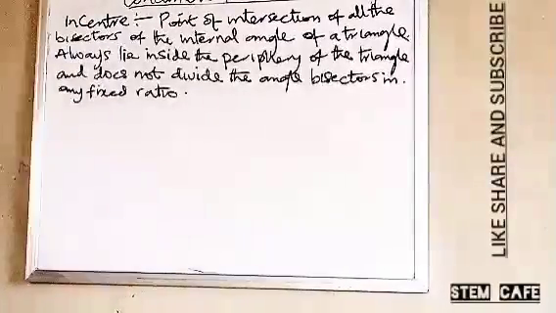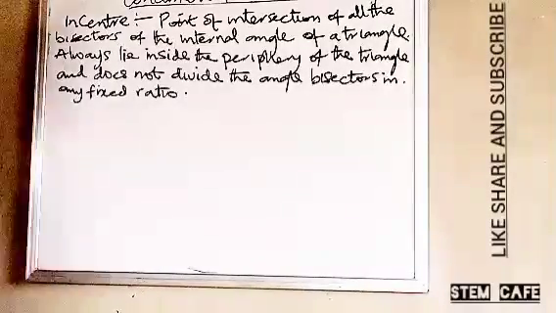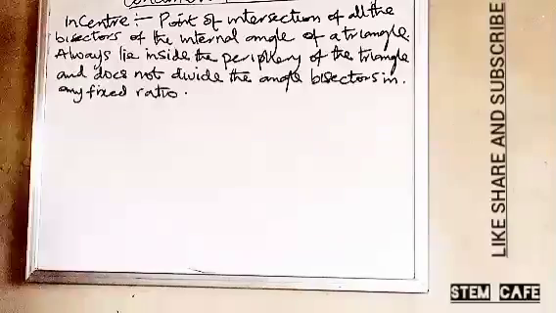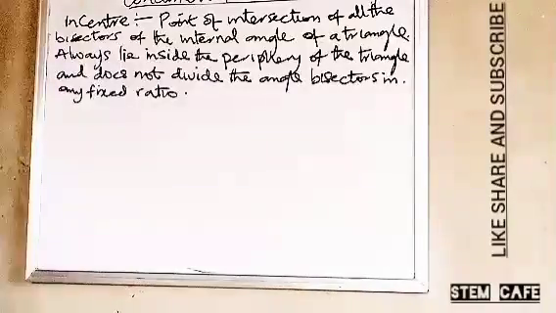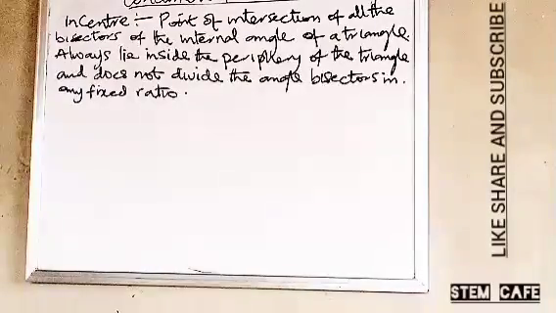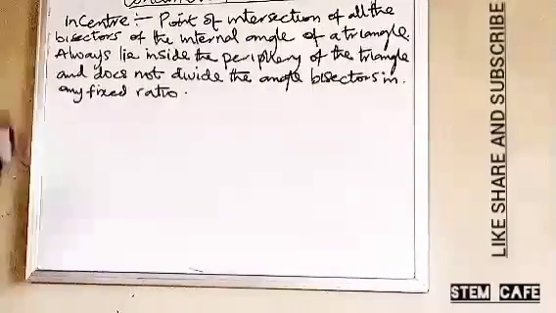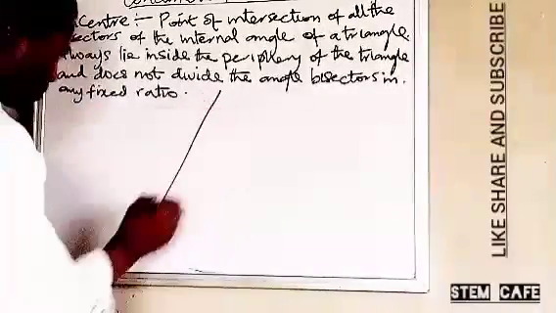Now let's talk about the incenter. Incenter is the point of intersection of all the bisectors of the internal angles of the triangle. It always lies inside the periphery of the triangle and does not divide the angle bisector in any fixed ratio. If you have done locus before, you probably might have put a circle inside a fixed triangle. I mean like this.